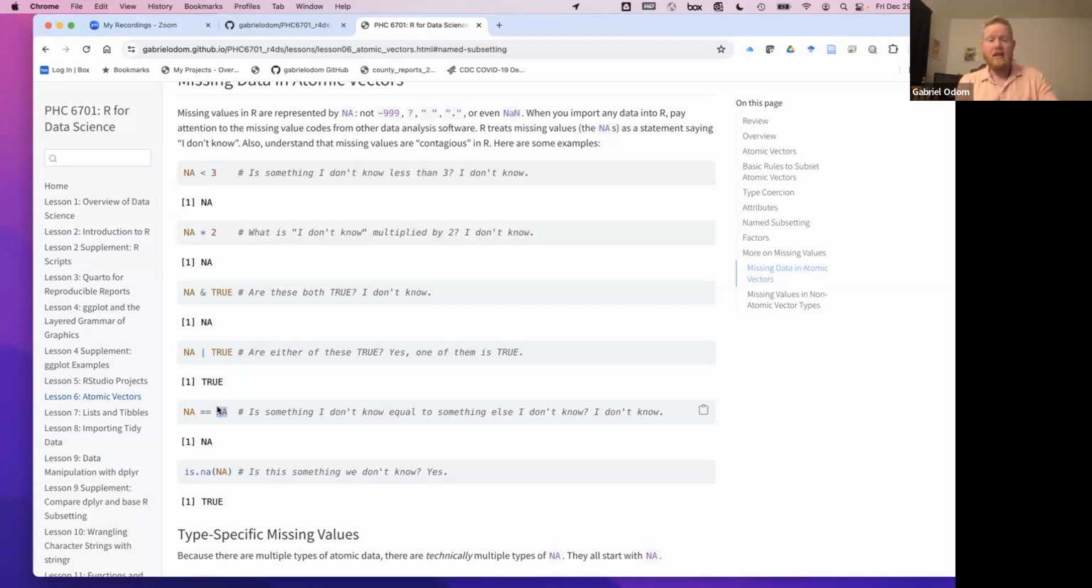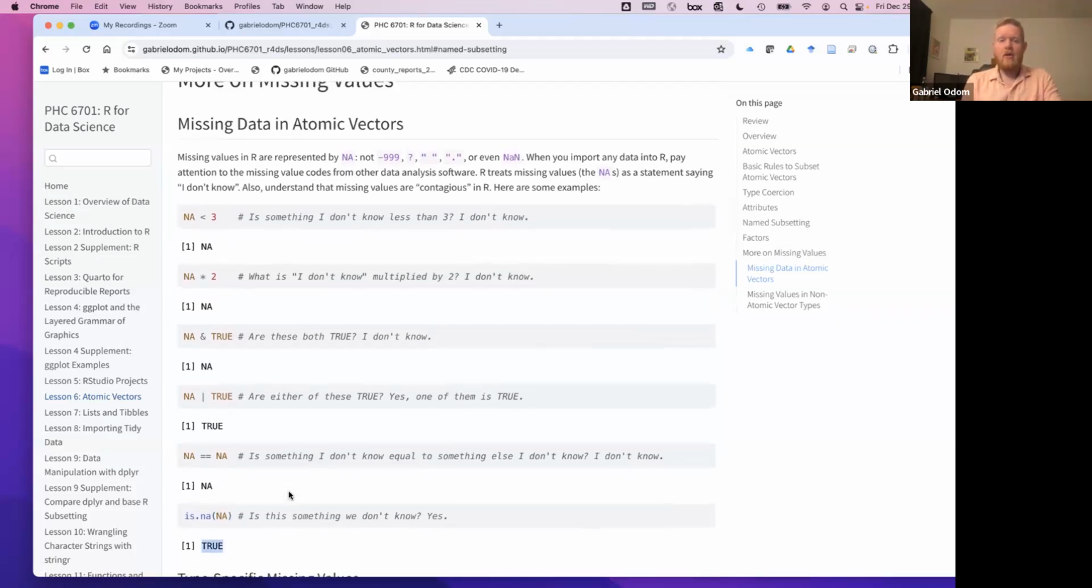But are those two NAs equal to each other? We don't know. We don't know if they're equal to each other or not, because we don't know what the two numbers are. And then this one is also super helpful. This is just to find out if something is missing or not. So is this thing NA? And that is going to be true.